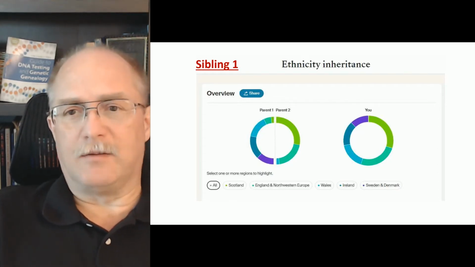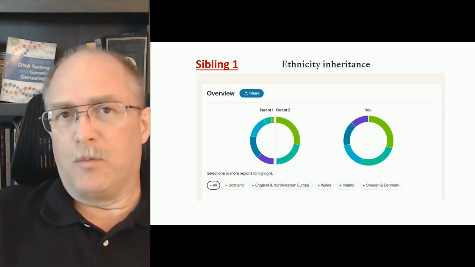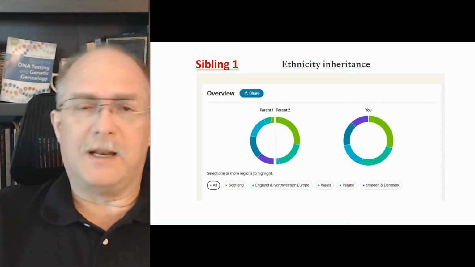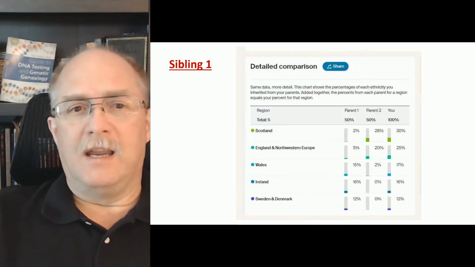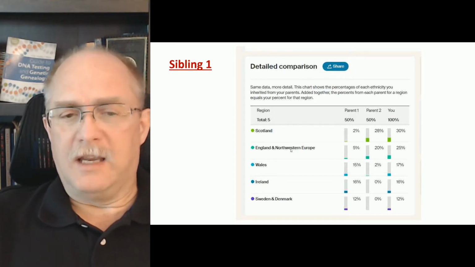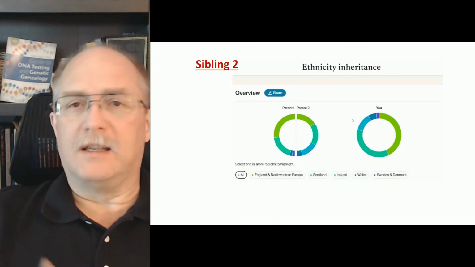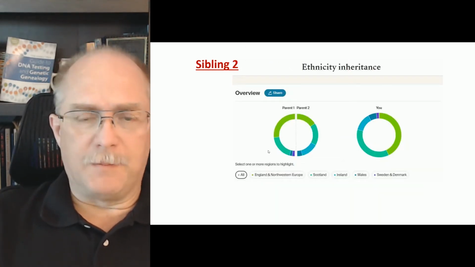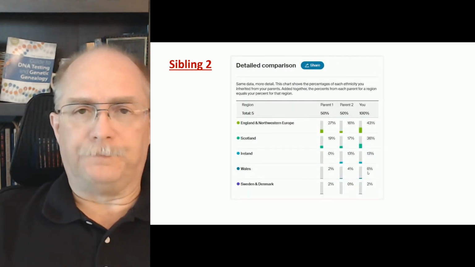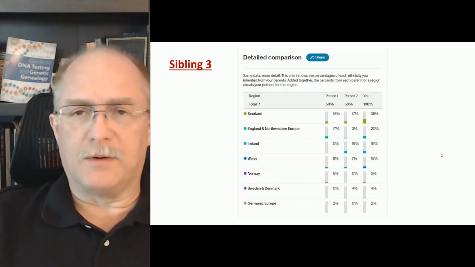It's got more detail about me compared to my mother and my father. Sibling one, I'll go ahead and say this is actually my father here. There are 3 siblings that I have been able to test in my family, and this is his detailed information of his Scotland, England, Wales, Ireland, what he is made up of from each one of his parents. And then sibling number 2, same type of thing. You've got parent 1 and parent 2, and then the details. And then sibling 3, same thing. And again, this person has 7 regions here.